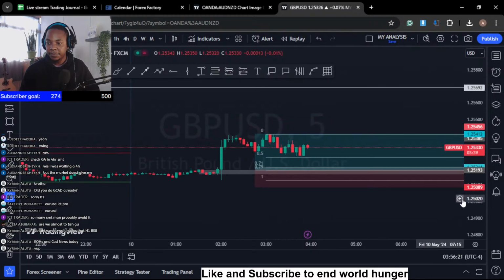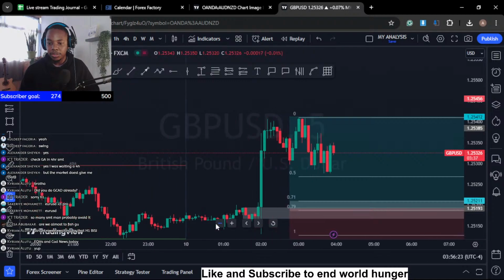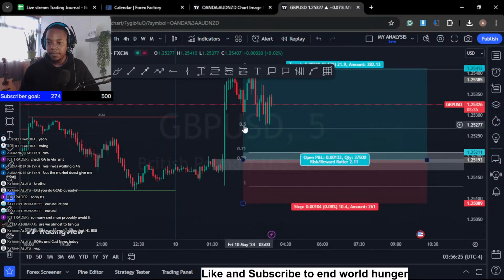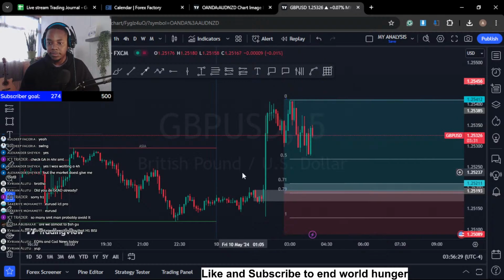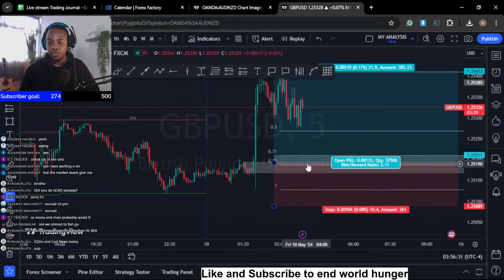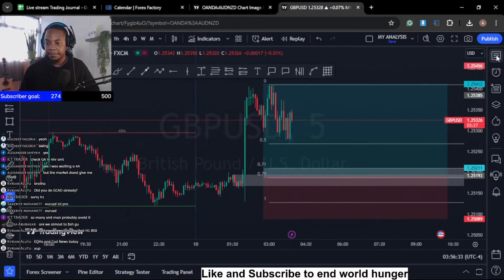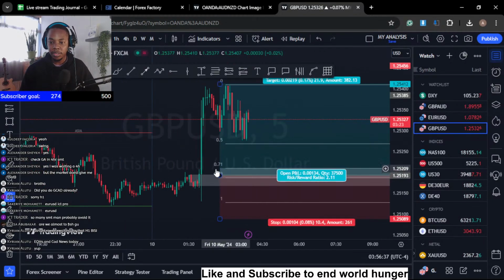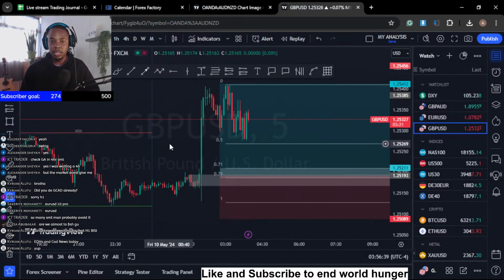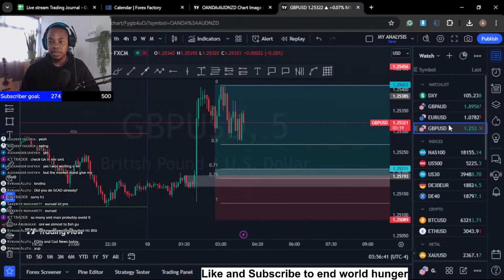Let's see. GU didn't even tap into the 50%, just hovering there. But if it can drop lower, yeah. But I'm just gonna tape read this. I'm not gonna take a trade on the GBP USD. Just gonna tape read it.